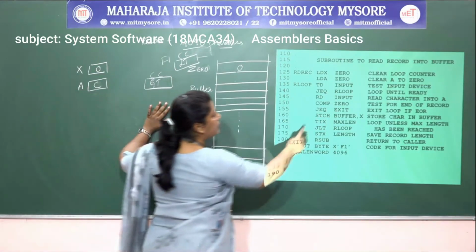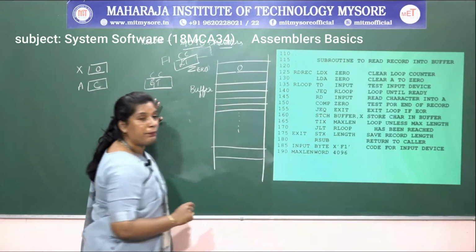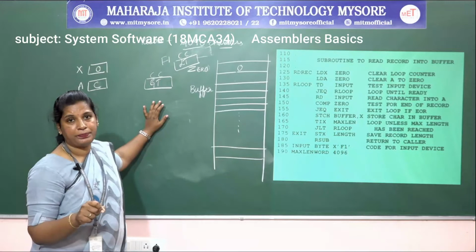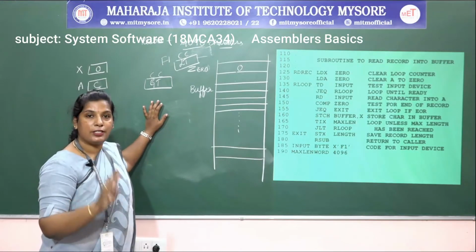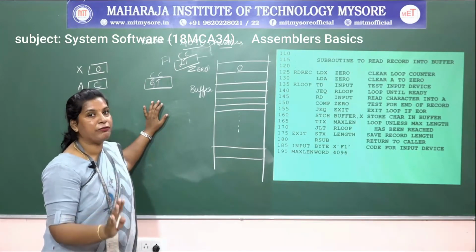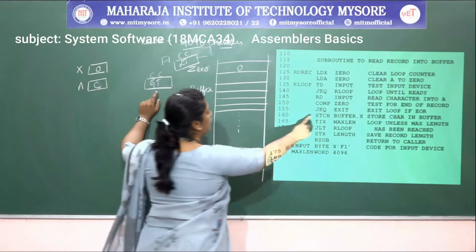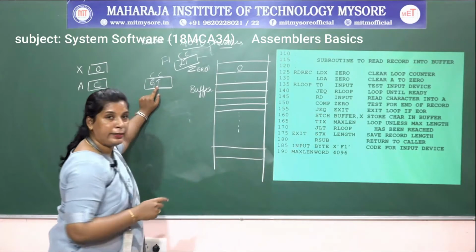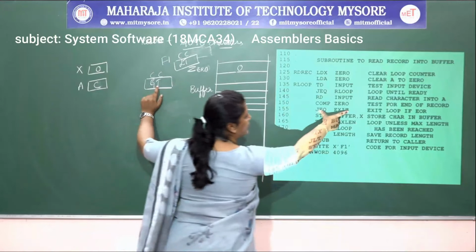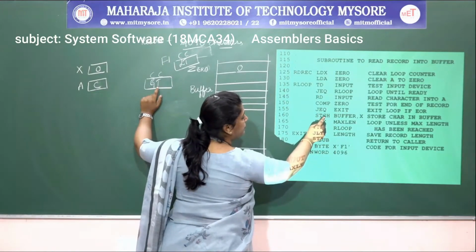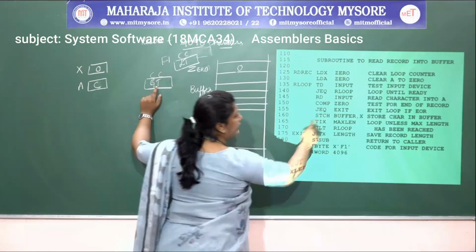So what is the next statement? JEQ. Jump EQ means if it is equal to 0, it is going to exit. That is the end of the record. So is it equal here? No, it is greater than. So it is going to skip this statement. Then it will come to this instruction.